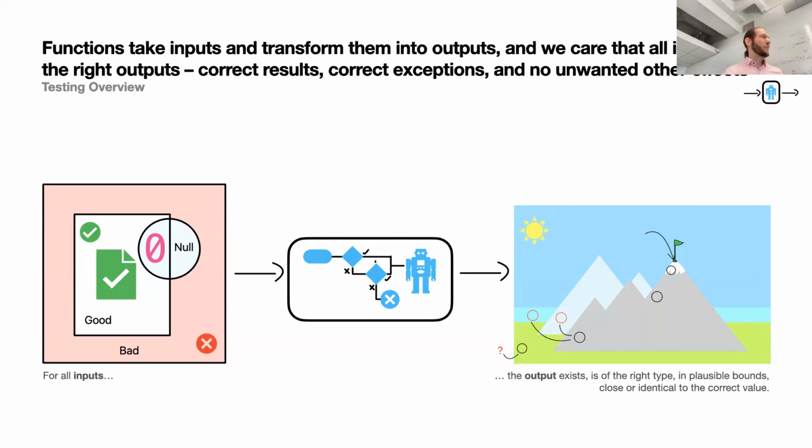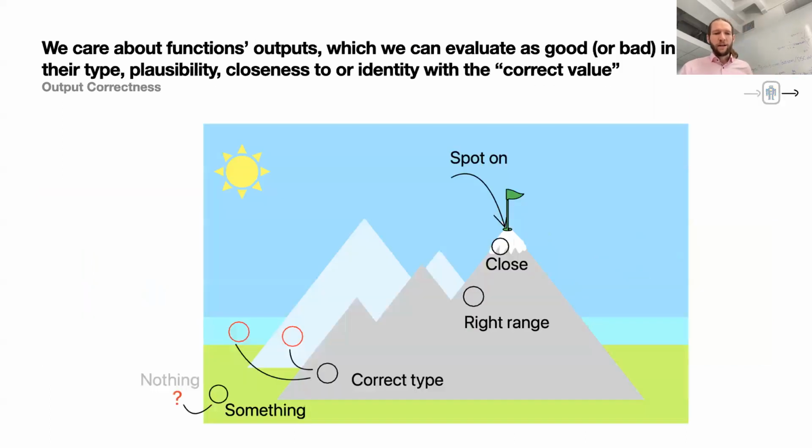So let's look at the outputs first. They're really key. What does it mean for a function's output to be good? There are several criteria that we can apply one after the other, and they really build on top of each other. So the first question is, does your function return something when it should return something, or did it return nothing? That's one check to do. Then, is the thing that your function returns the correct type, or is it the wrong type? Then maybe, is it in the right range?